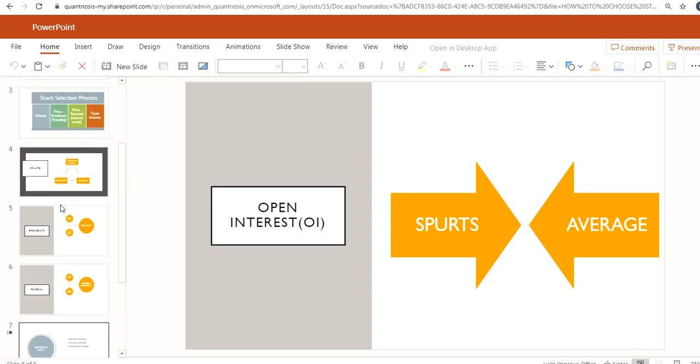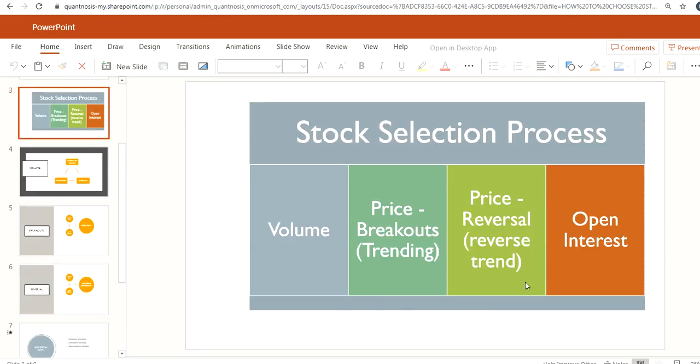So what we learned so far is that there are 4 parameters that we can use for selecting stocks: volume and price, where price can be used for breakouts or reversal patterns, and we can also use open interest to scan for stocks for short-term trades. Now note down, these 4 are not the only parameters you can scan for. There are other parameters you can include to boost your scanner, right? You can make a criteria where implied volatility is lower than historical volatility, or historical volatility is lower than implied volatility.